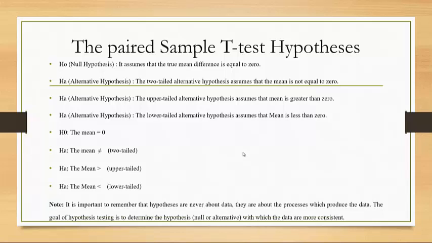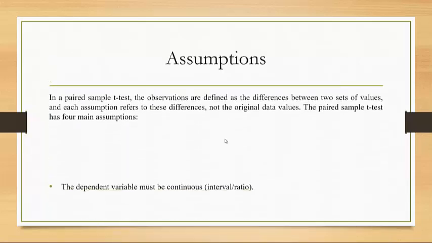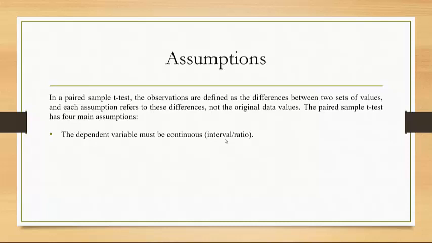So it is important to remember that hypotheses are never about data. They are about the processes which produce the data. The goal of hypothesis testing is to determine the hypothesis, null or alternative, with which the data are more consistent. So let's cover some assumptions of a paired sample t-test.